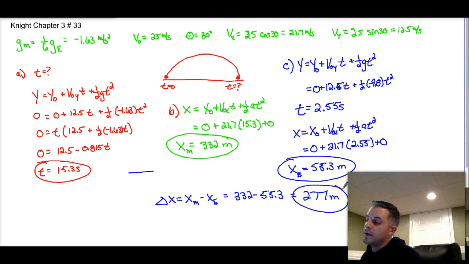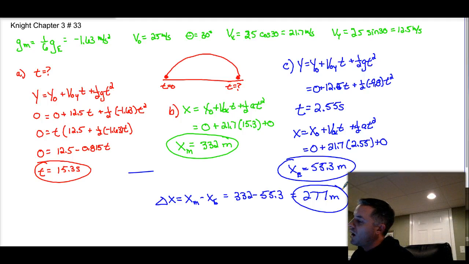So clearly gravity, or the acceleration because of gravity, plays a large part in how far something travels when it's in projectile motion. So there we go. That's chapter 3, number 33.